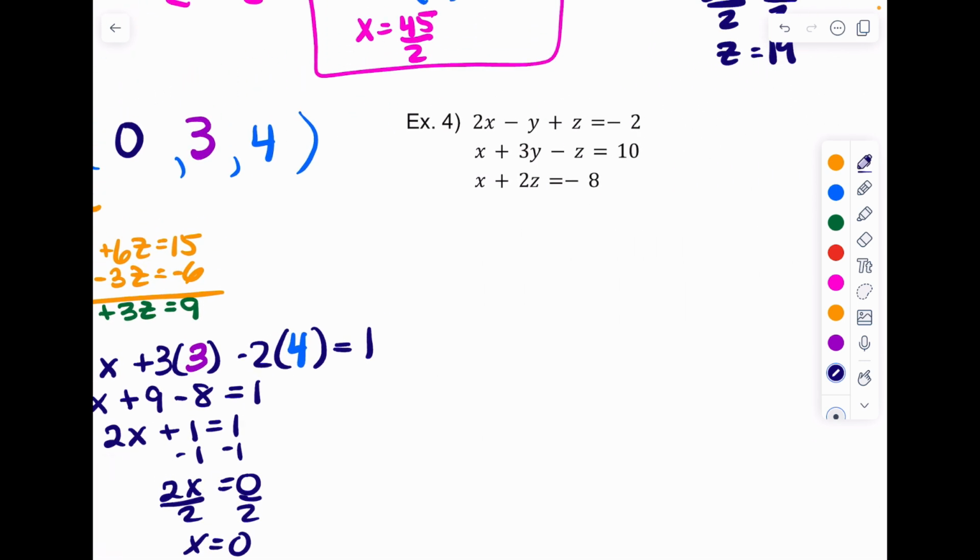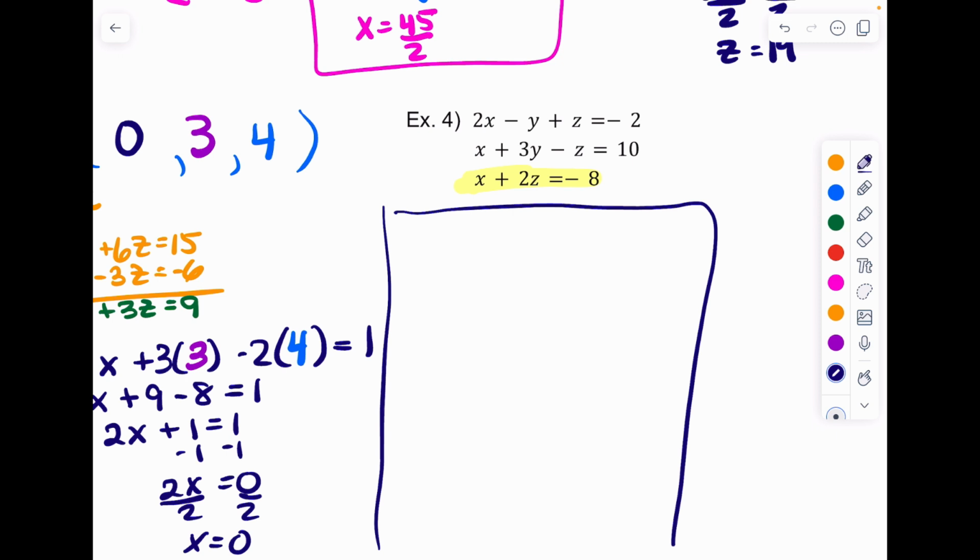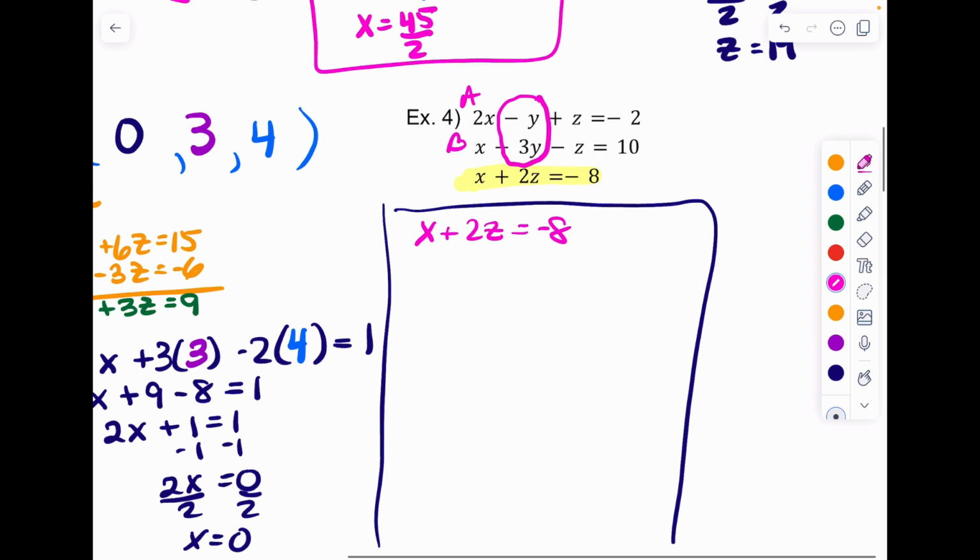Okay, one more. This one, again, has one equation that has only 2 variables. So what we're going to do is we're going to use that in our box. And so we have x plus 2z is equal to negative 8. Well, this has no y. So we have to figure out how to eliminate the y with a and b.